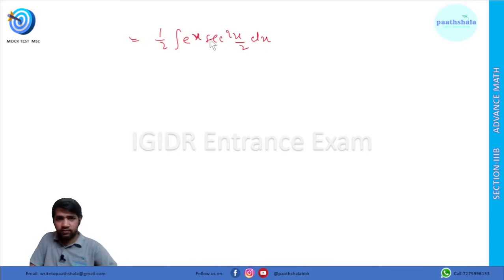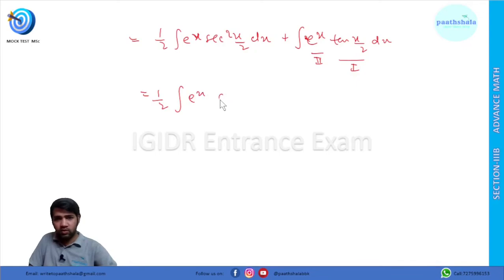Okay, and when you multiply this half, and that was 2 tan x by 2, so this will become plus integral e to the power x tan x by 2 dx. Now take this as first term and this as second term and solve it. Do not solve this term. Okay, I'll tell you why.